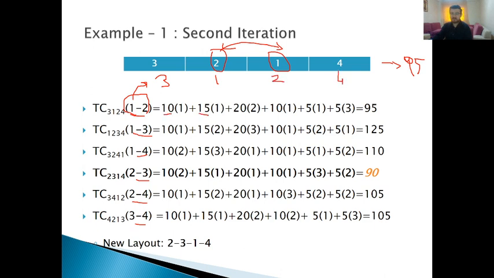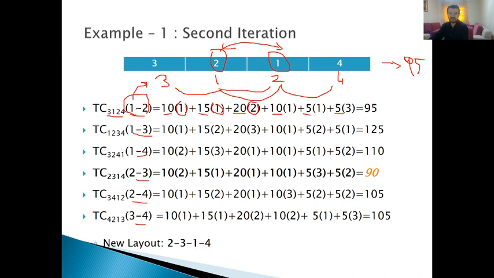The flows do not change. However, distances change. This is the distance between 1 and 2. It is 1. This is between 1 and 3. It is 1. This is the distance between 1 and 4. 1, 2. Okay? So I keep the same sequence, okay? So now this is the cost of the layout 3, 1, 2, 4.